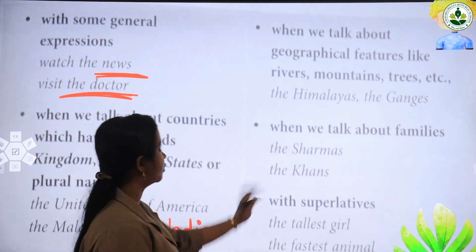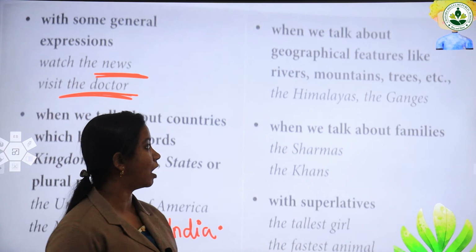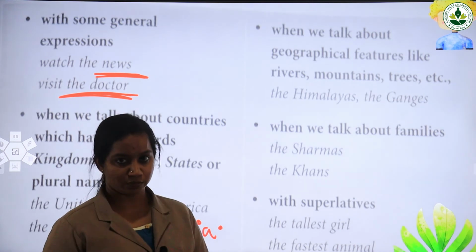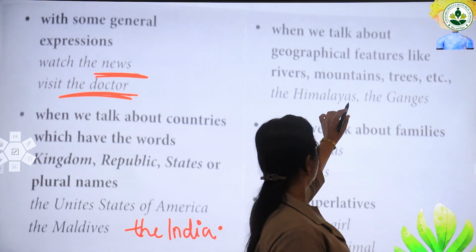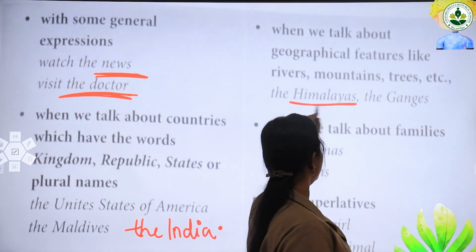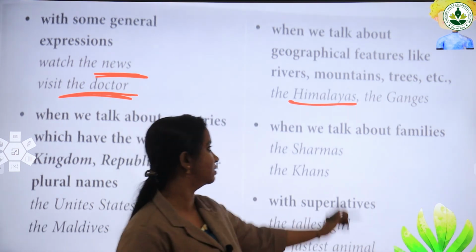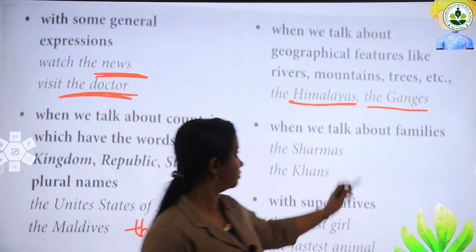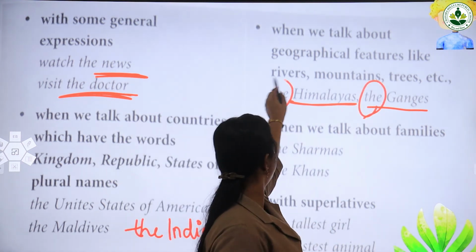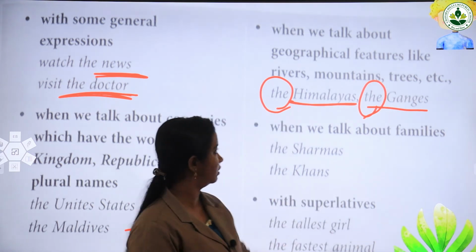Okay. Now moving on to this one. When we talk about geographical features like rivers, mountains, trees, we will be using the article "the". Just see the Himalayas. We are specifically talking about certain geographical features like mountains, rivers, the Ganges. Just see. So we are using "the" before rivers, mountains, trees, etc.